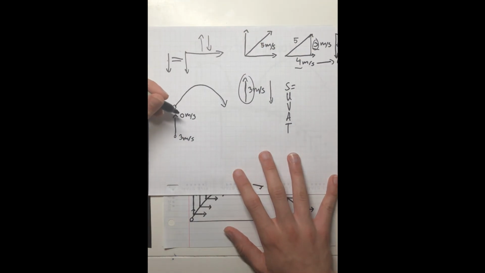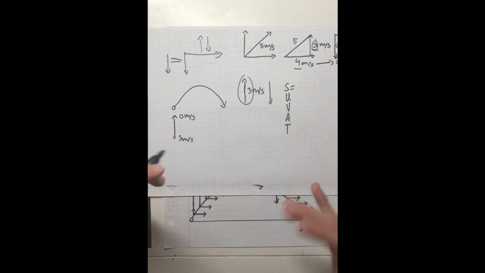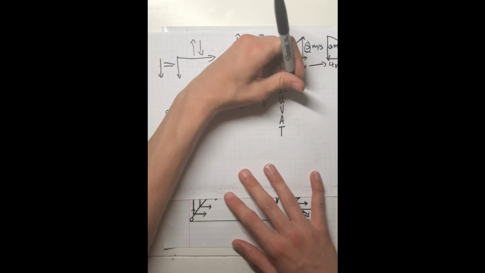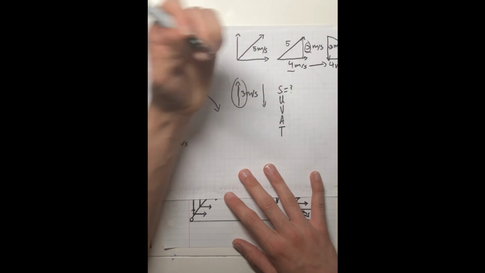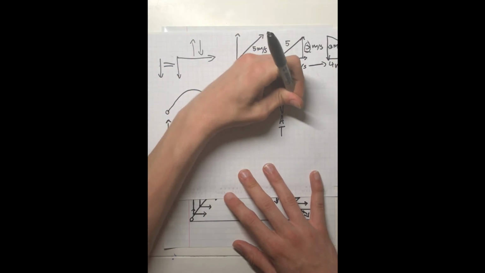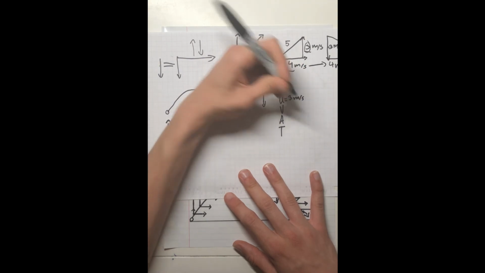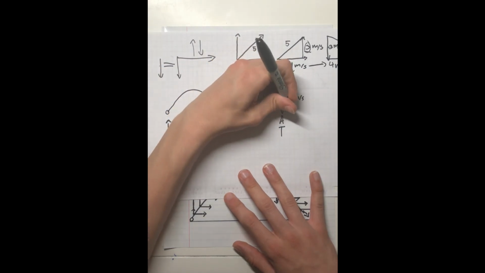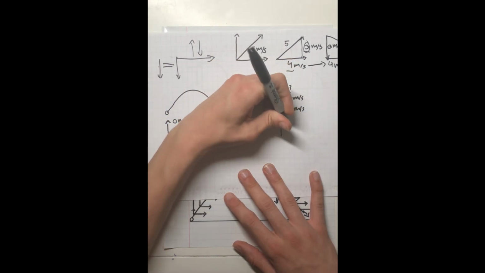So we're going to say the s is still unknown. All we know is that it's been shot up at 3 meters per second, so we're going to keep s as a question mark. Initial speed u, great, we know that. It's going to be 3 meters per second. V, final speed. Well, we know that. It's going to be 0 meters per second.